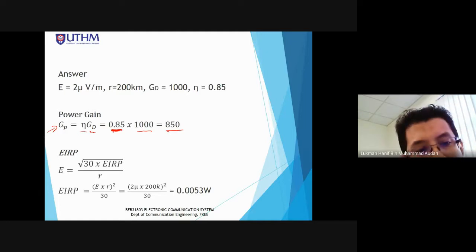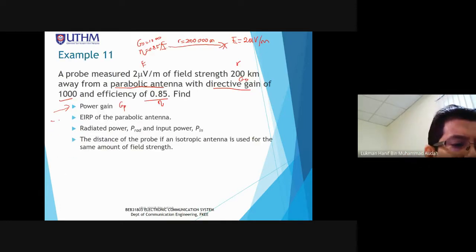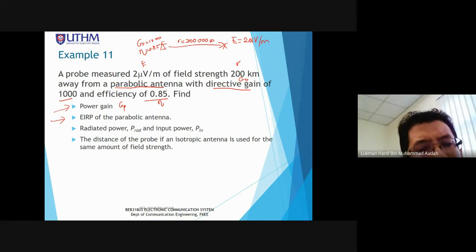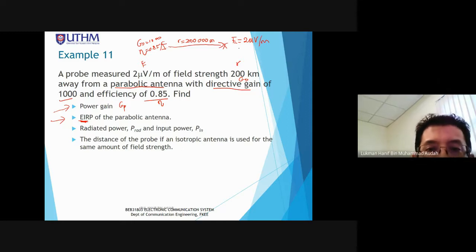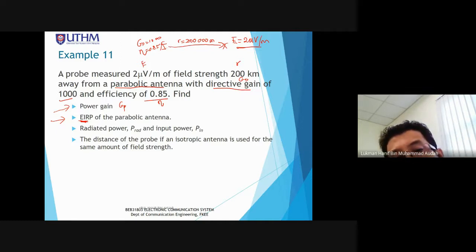Okay, and then the next question asks, how much is the EIRP of the parabolic antenna? So EIRP is power multiplied with gain. EIRP ini sebenarnya kita boleh mengira, kita boleh dapatkan berdasarkan persamaan E field sebab kita dah dapatkan nilai E. Remember, E field is equal to square root of 30 times EIRP divided with the distance. So kita boleh cari nilai EIRP.